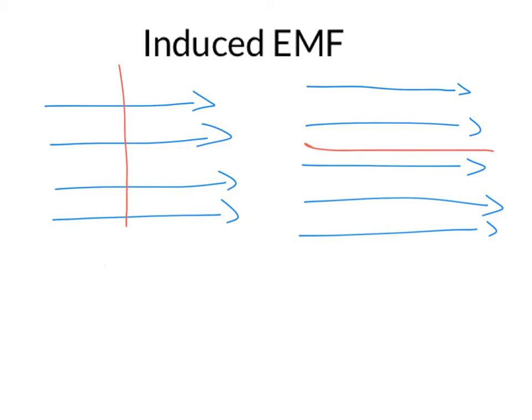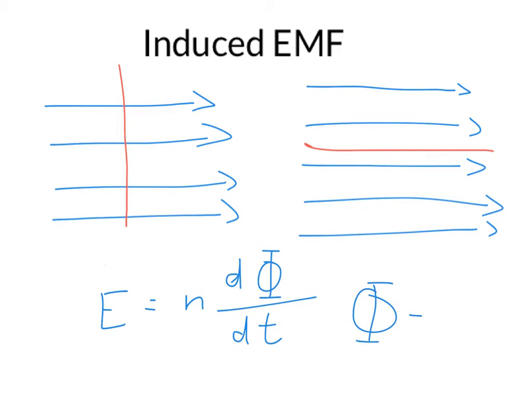Now, the formula that we use to calculate the induced EMF is the number of coils times the change in flux divided by the change in time. We also have a formula we're going to use here, which is the formula for magnetic flux: magnetic flux is equal to magnetic flux density times the cross-sectional area. So we're just going to look at this formula here for a second first.